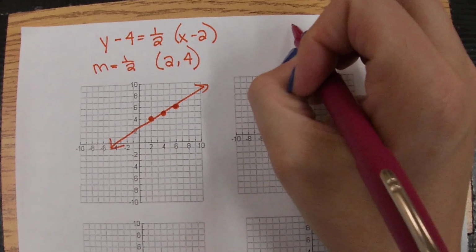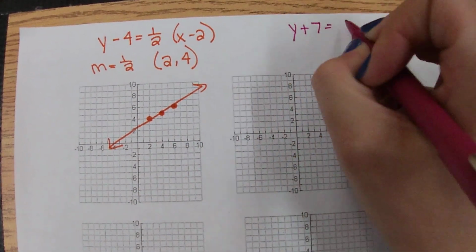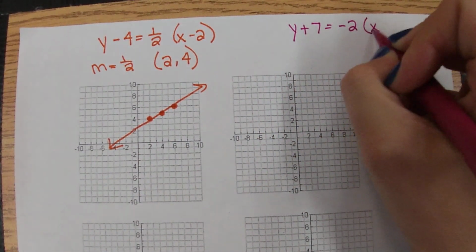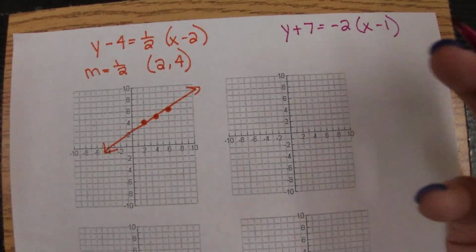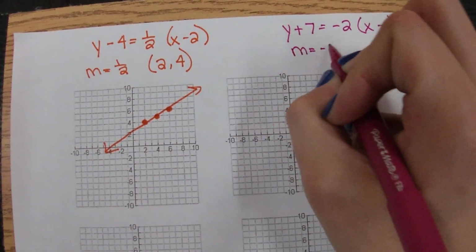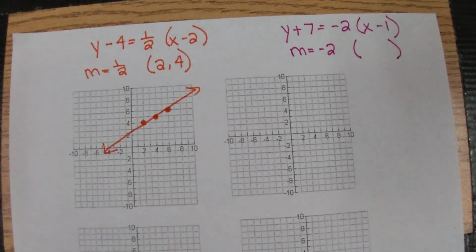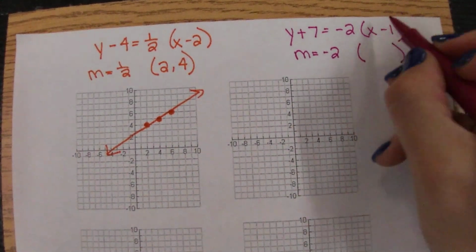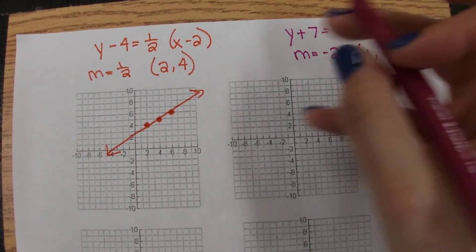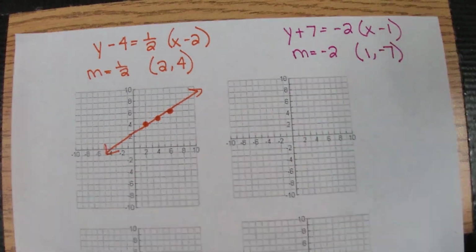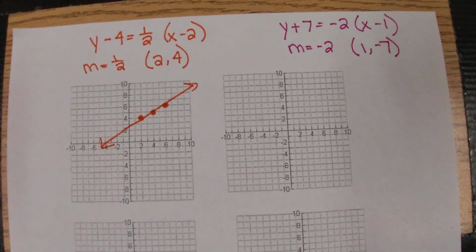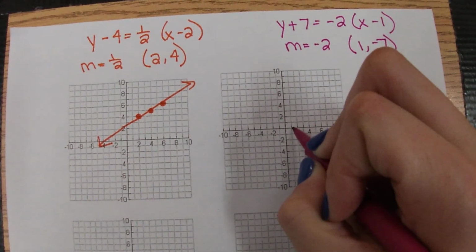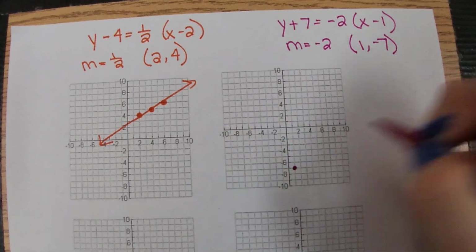Okay, so our second one was y plus 7 equals -2 times x minus 1. We have a slope of -2. And we said our ordered pair is a +1 and a -7. So I am going to plot the point (1, -7). So (1, -7).